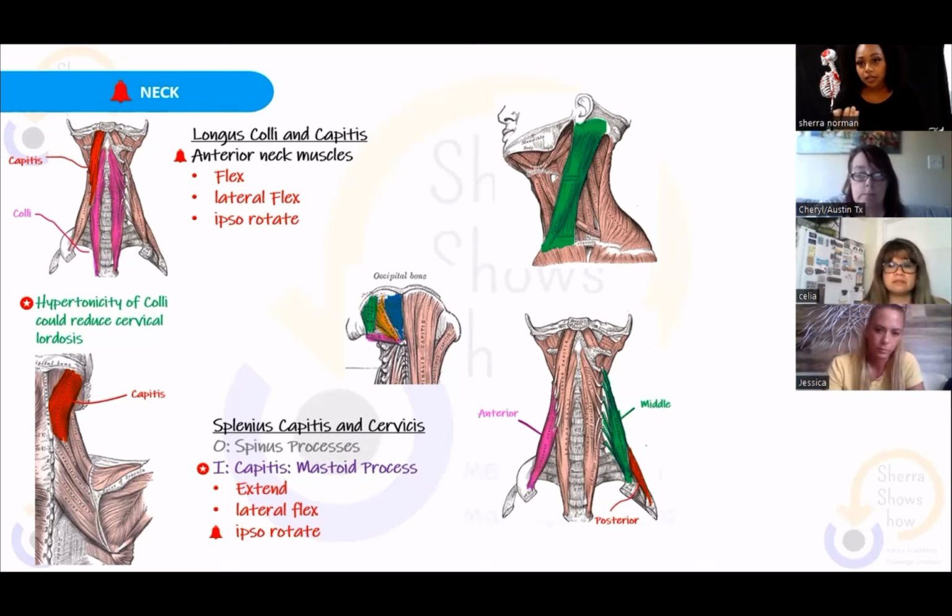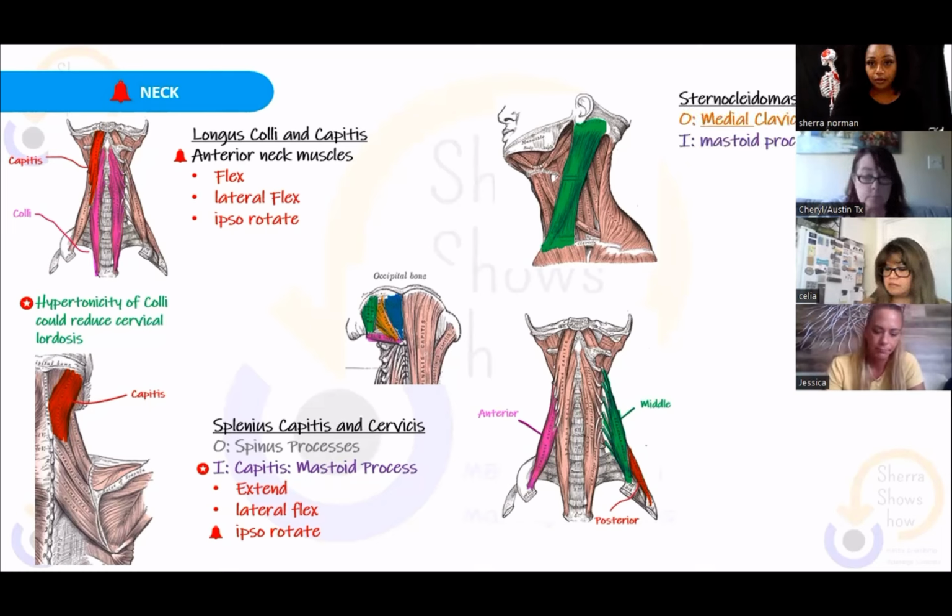Also, it originates on the spinous process. I think the fact that capitis goes to the mastoid process is more important, okay? And then we have our contralateral rotators. Front of neck muscles.